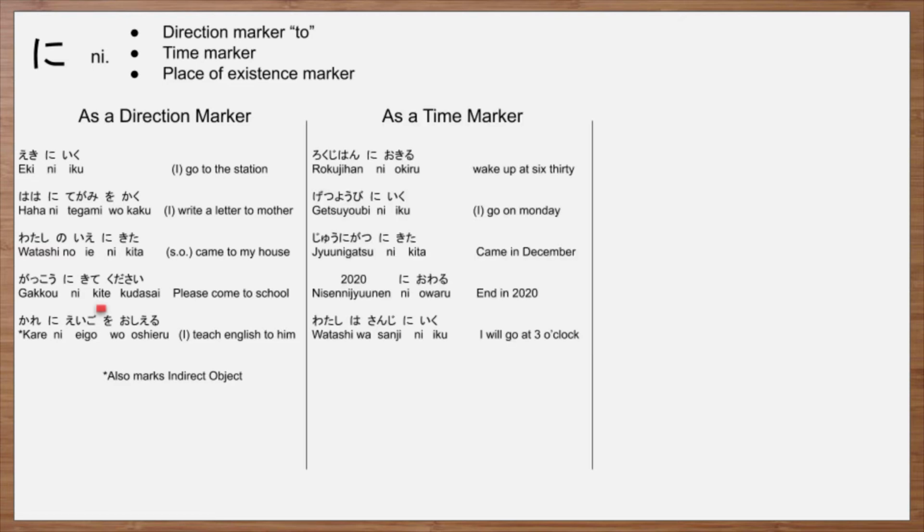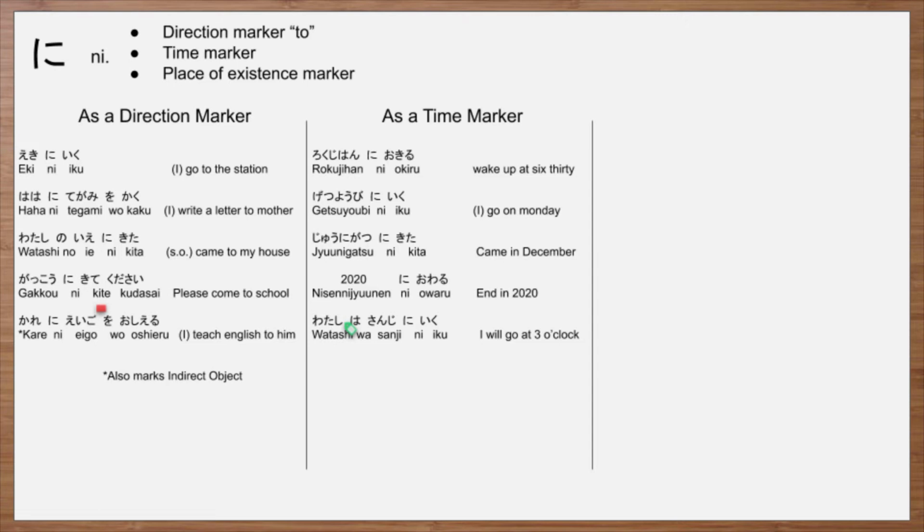As a time marker, 6時半に起きる. Wake up at 6:30. 月曜日に行く. Go on Monday. 12月に来た. Came in December. 2020年に終わる. End in 2020. And we all hope 2020 will end. 私は3時に行く. I will go at 3 o'clock.